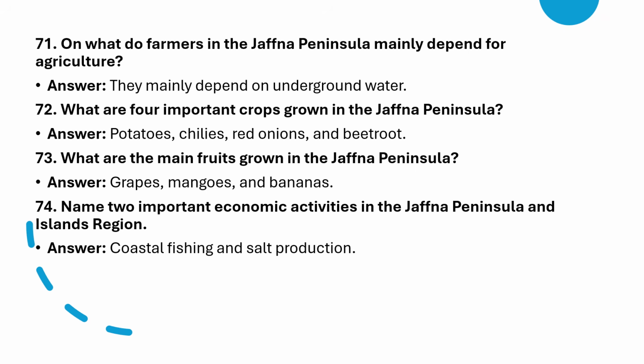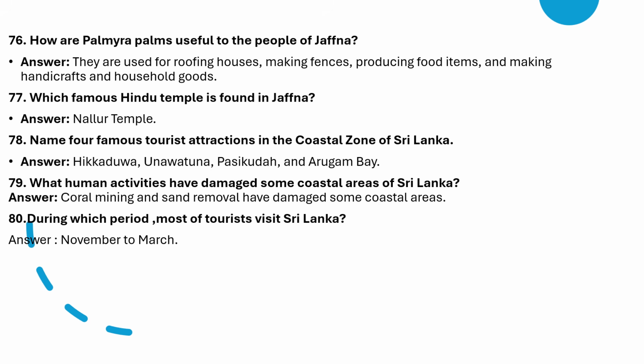Name two important economic activities in the Jaffna Peninsula and Islands region. Answer: coastal fishing and salt production. How are Palmyra palms useful to the people of Jaffna? They are used for roofing houses, making fences, producing food items, and making handicrafts and household goods.